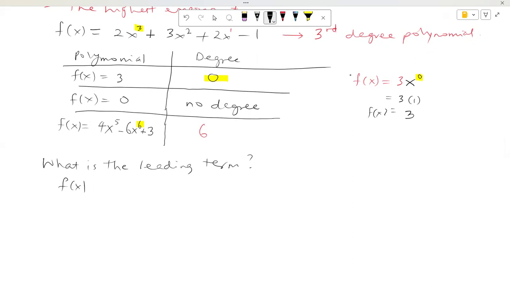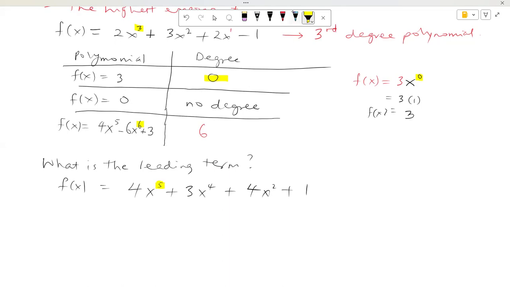If we have f of x is equal to 4x to the power 5 plus 3x to the power 4 plus 4x squared plus 1, and we want to determine the leading term. First, we need to determine the degree of the polynomial. The degree of the polynomial here is going to be 5. So it's a 5th degree polynomial. But 5 is the highest exponent of this function.